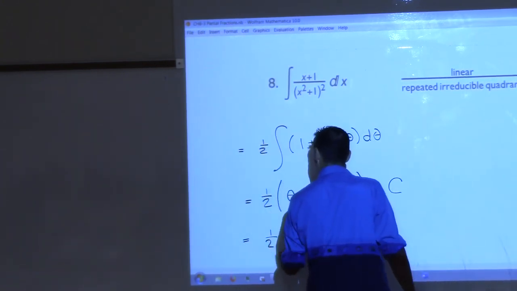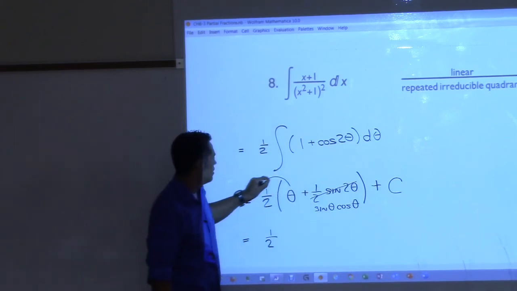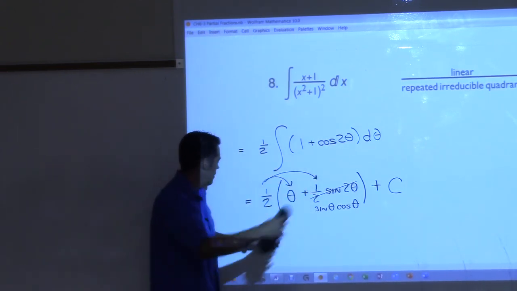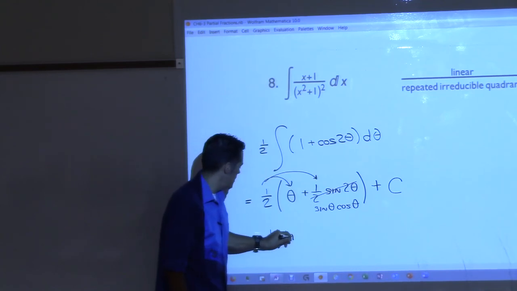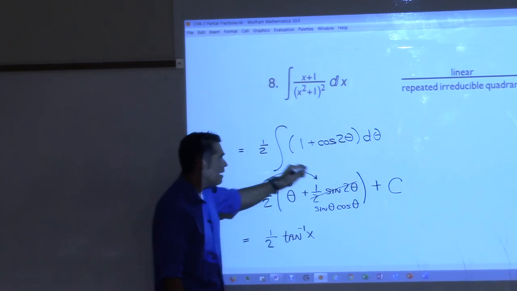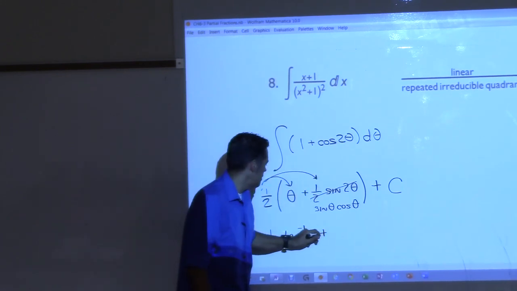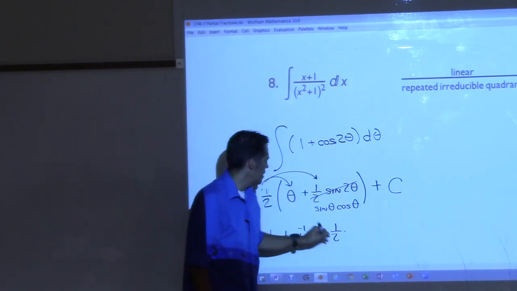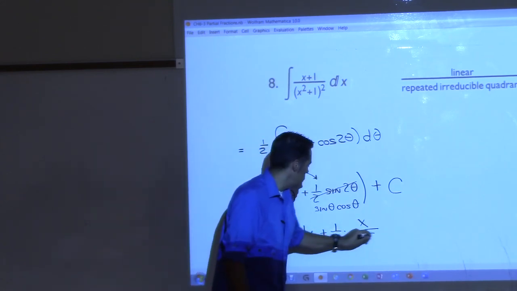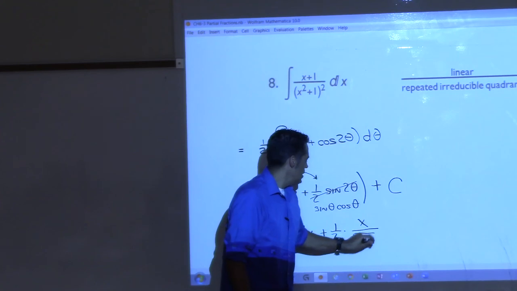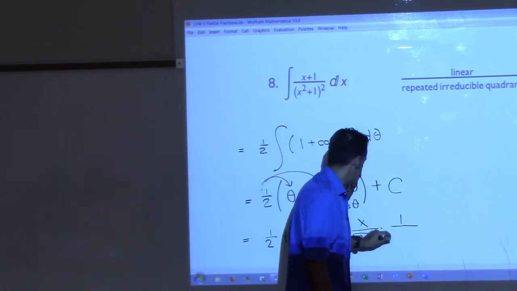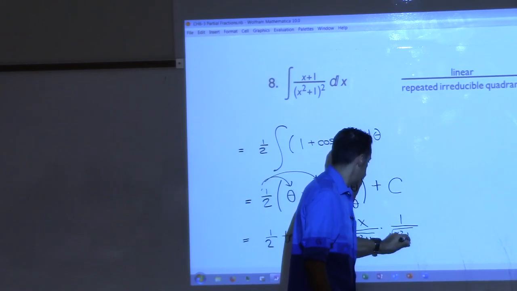I'm going to distribute the 1/2 through here when I write this out. So 1/2 theta, and you said theta was arctangent of x. And then the 1/2 comes out here, plus 1/2 sine theta, which off that triangle is 1 over the square root of x squared plus 1, times cosine of theta, which is adjacent over hypotenuse, 1 over the square root of x squared plus 1.